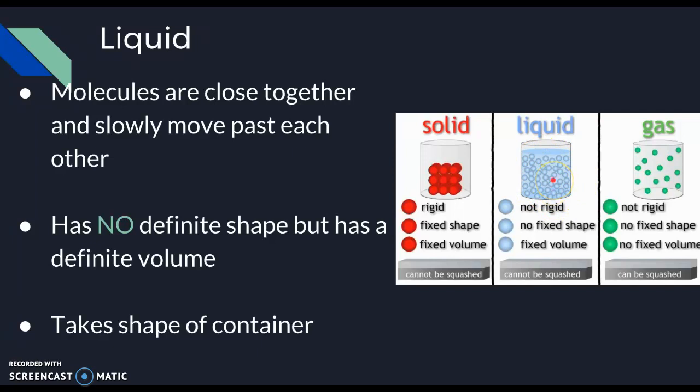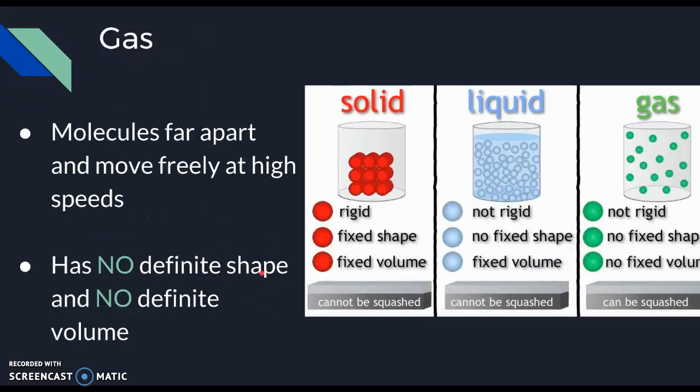Because they have a little bit more room to move around, liquids are going to form to the shape of whatever they're poured into, their container. And so they slide past each other, but they have a definite volume. Say I take a bottle of water and I pour it into a cup. It's not going to be the shape of the bottle anymore. It's going to form to the shape of the cup. However, it's still going to be the same amount of water. So we have a definite volume. No definite shape, but we have a definite volume.